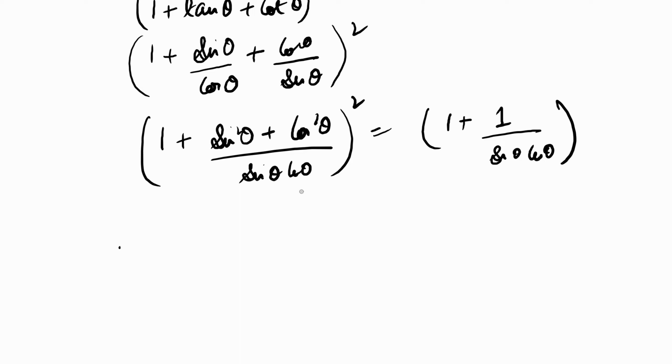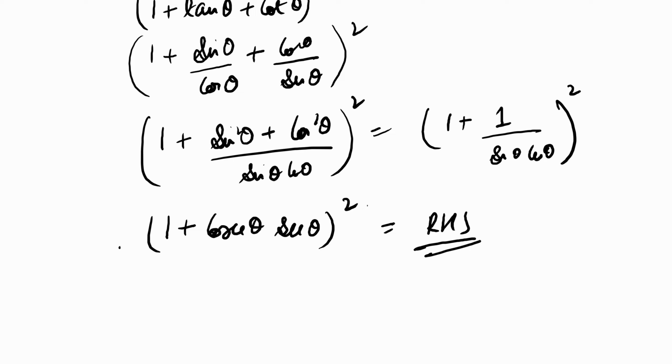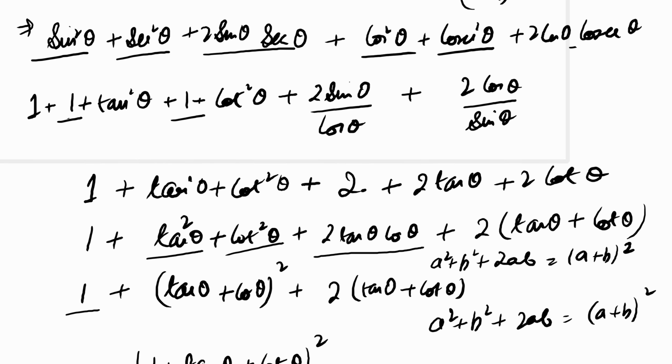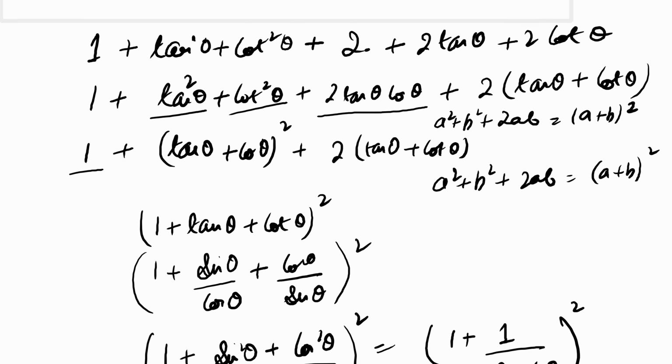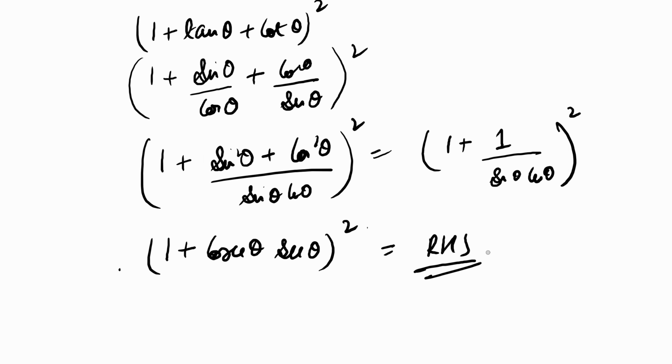We can simply write 1 plus 1 upon sin theta cos theta as 1 plus cosec theta sec theta. I am also a little bit exhausted. This is the right hand side, and we have to prove this only, I think: 1 plus sec theta cosec theta.